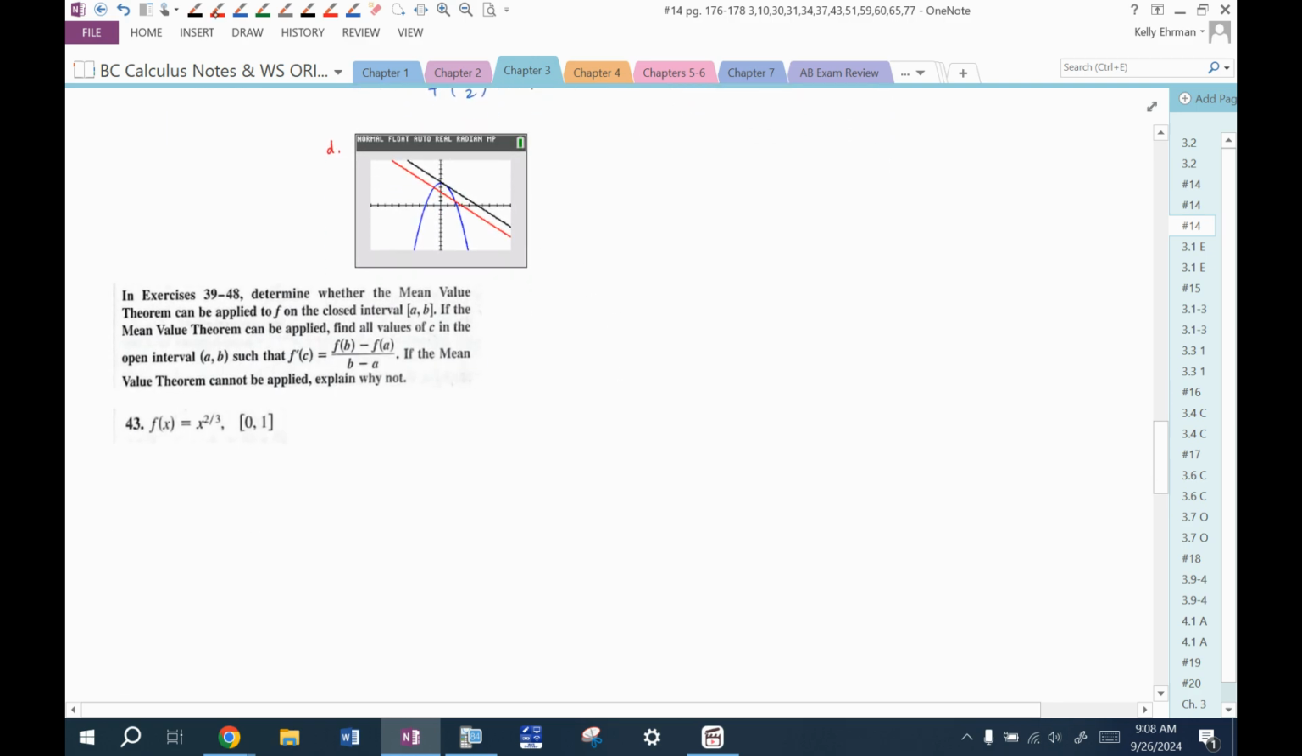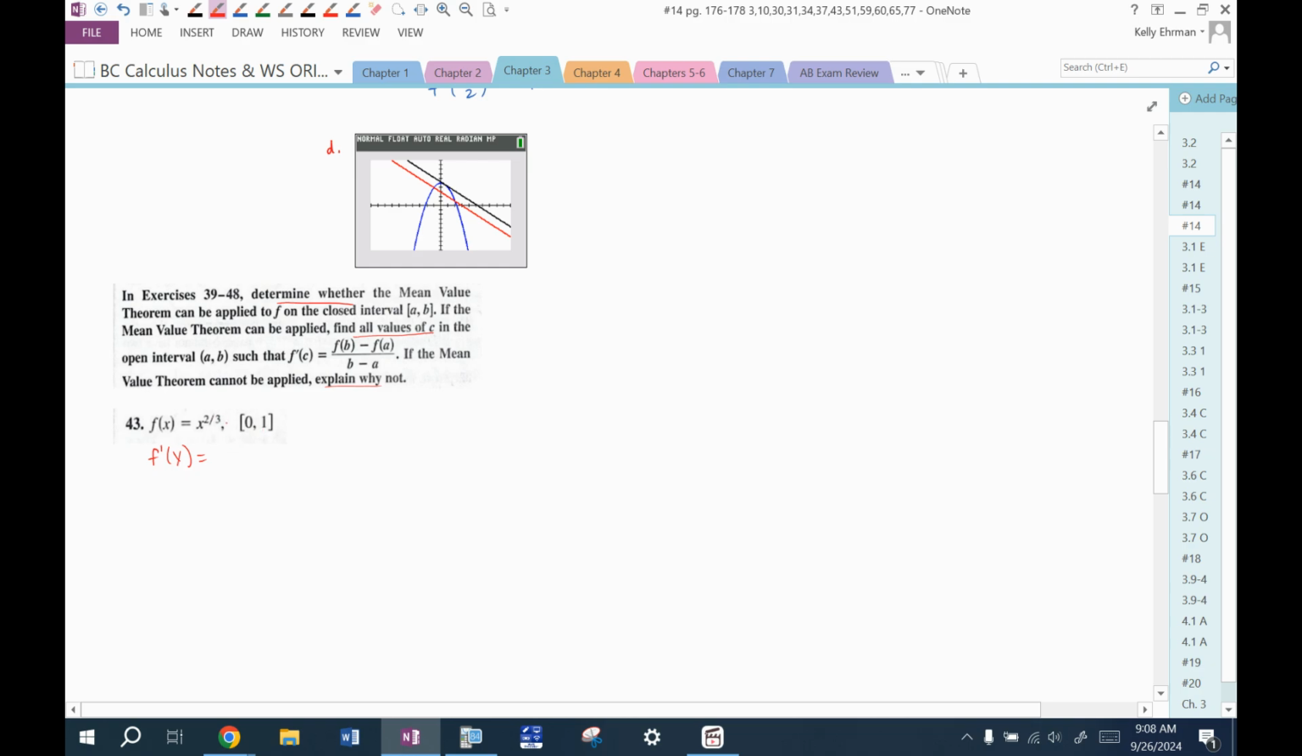In number 43, determine whether the mean value theorem can be applied on the interval. If it can be applied, find all values c. If it can't be applied, then explain why not. So x to the 2/3 on the interval 0 to 1. To determine if I can use it or not, we need to look at f prime of x and see if it's defined on this interval.